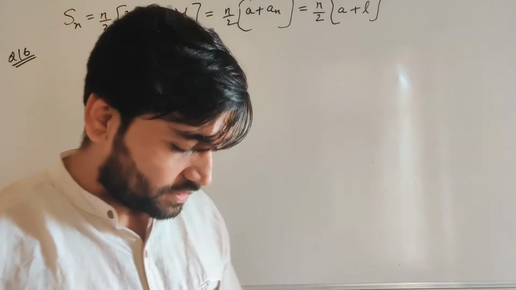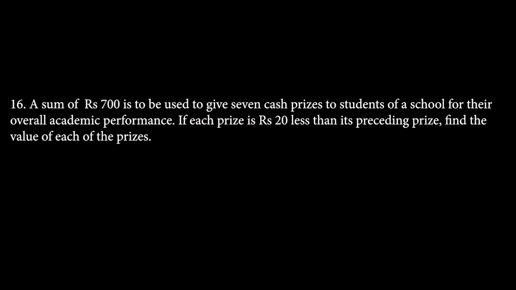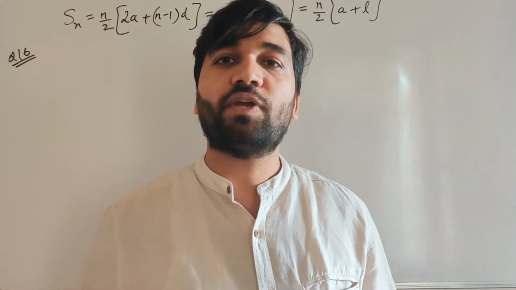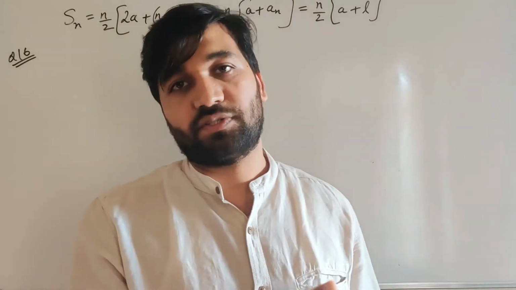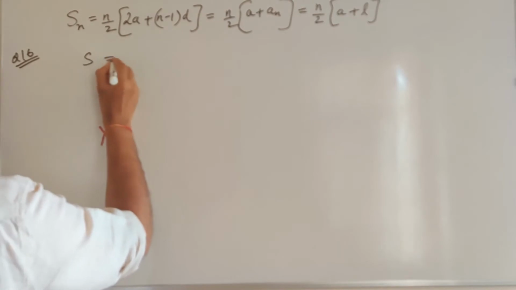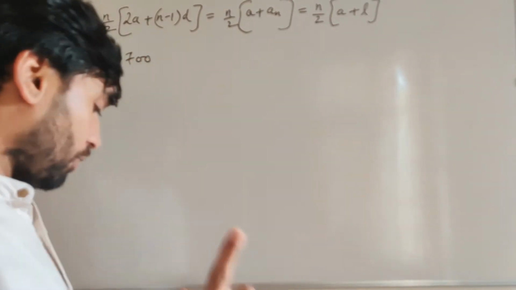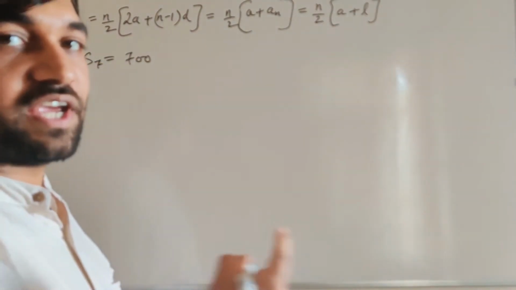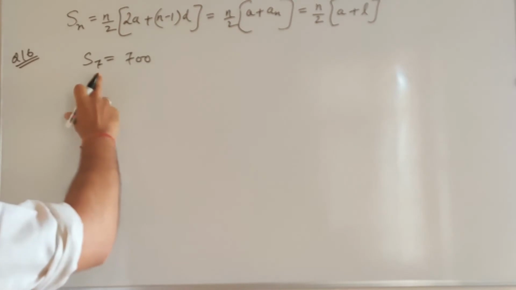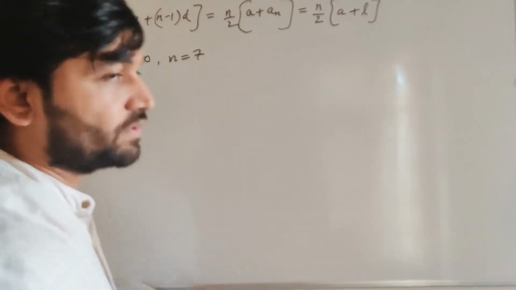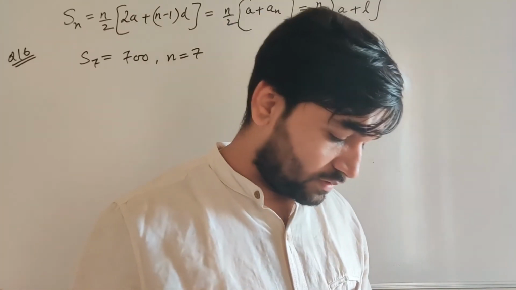Okay, so question number 16 is also a word problem. A sum of 700 is to be used to give 7 cash prizes. So that cash of 700 will be distributed between 7 different cash prizes. The total sum is 700. How many cash prizes? 7 cash prizes. So the sum of those 7 cash prizes is 700, so the number of terms will become 7 here. So I'll write n as 7 and S7 as 700.